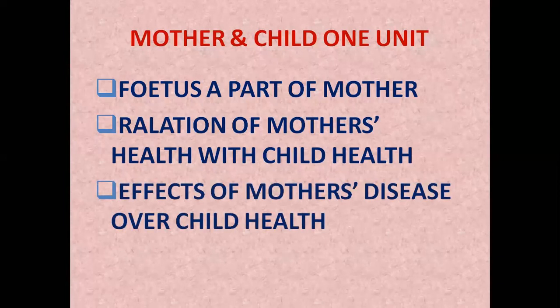Effects of mother's disease on child health. I told you that there are so many infectious diseases. For example, if the mother is suffering from hepatitis B, the child might suffer from that. This sort of transmission is known as what? Vertical transmission. If the mother is suffering from AIDS, her child will be suffering from AIDS, vertical transmission.